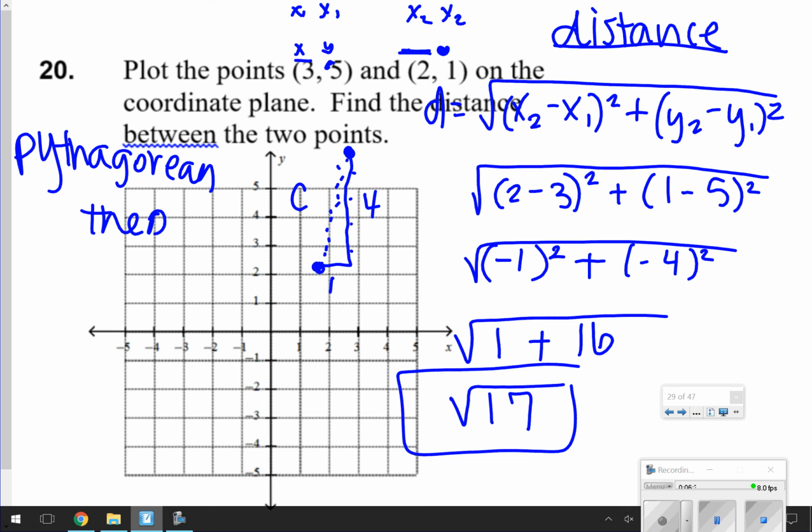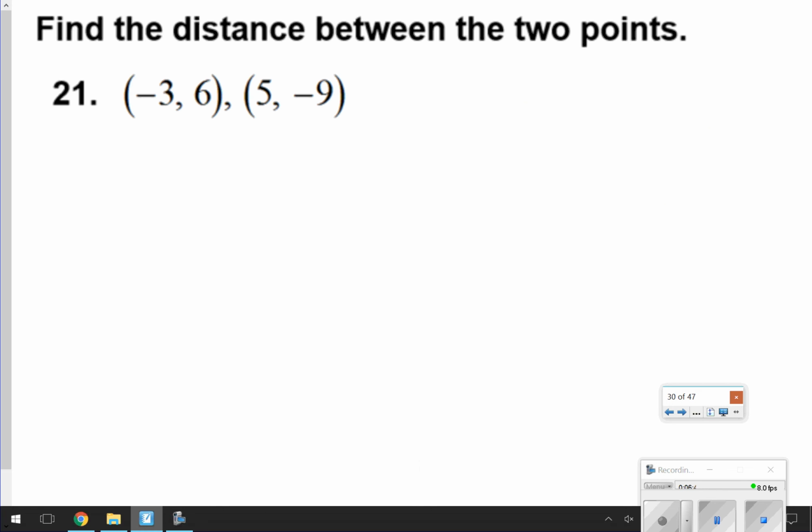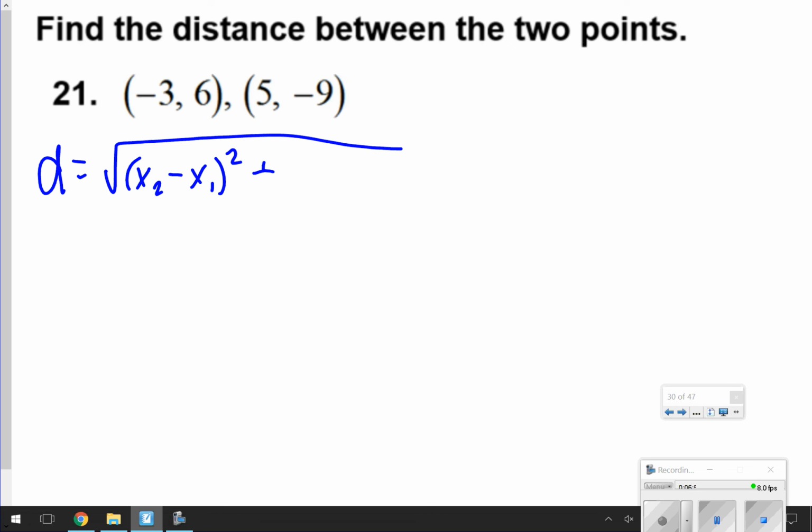And that one you can use when you do have the picture of the coordinate plane. Either one will work though. So here we go. This one, obviously they want you to use the distance formula because they don't have the picture of the coordinate plane. So I'm going to write my distance formula: square root of x2 minus x1 squared plus y2 minus y1 squared. I'm going to say negative 3 is x1, 6 is y1, 5 is x2, negative 9 is y2.